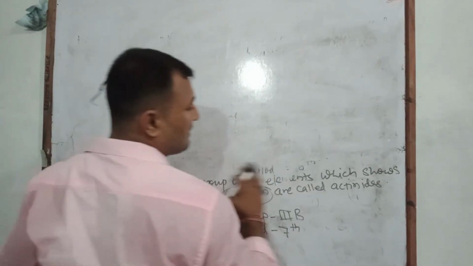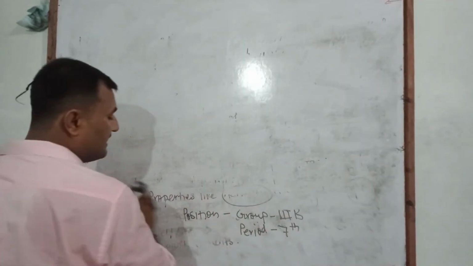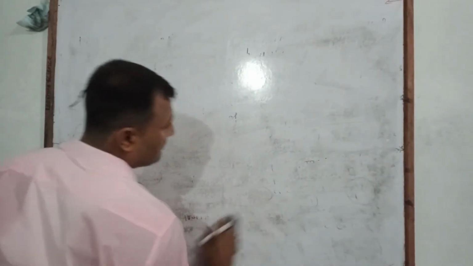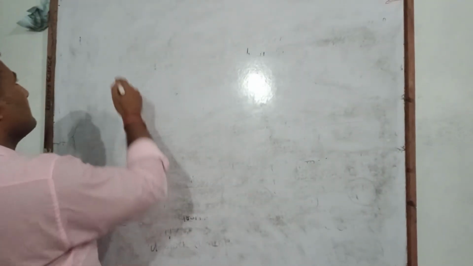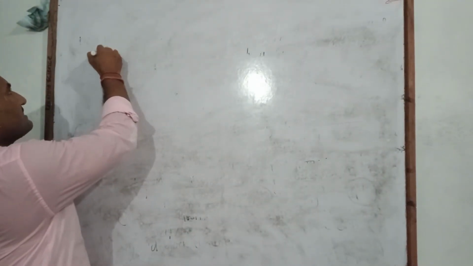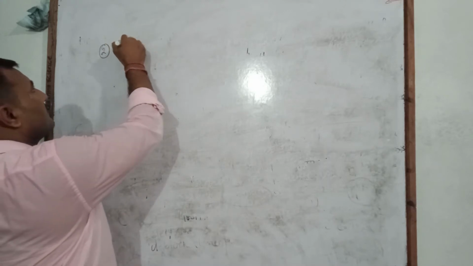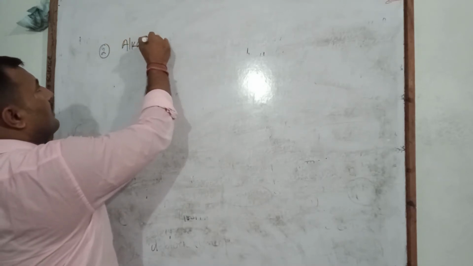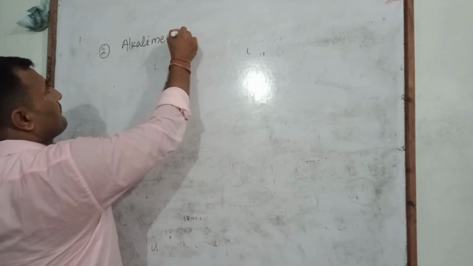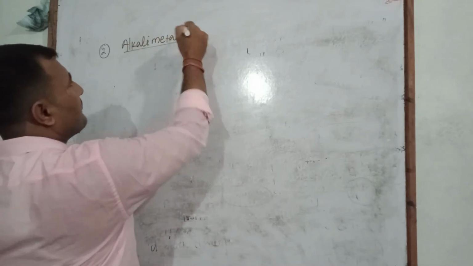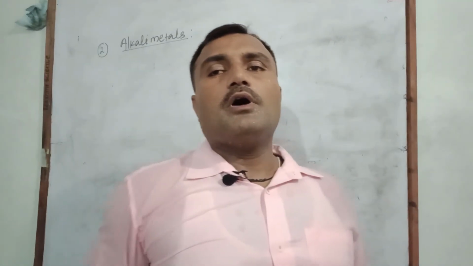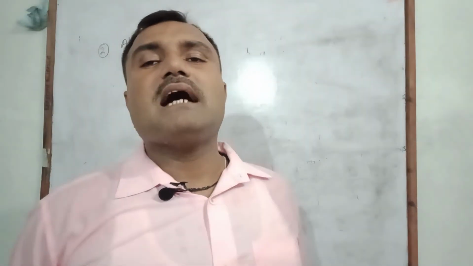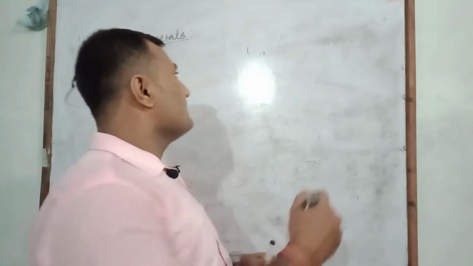At first we discuss some common names given to groups of elements in the modern periodic table. After that, the second description is alkali metals. In the modern periodic table, the first group, or group 1A elements, are called alkali metals.